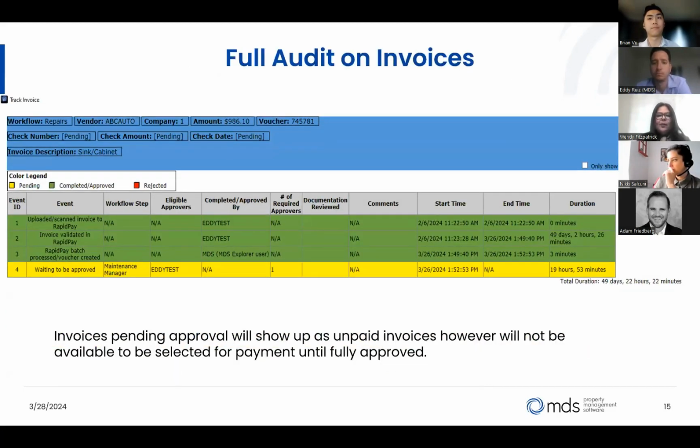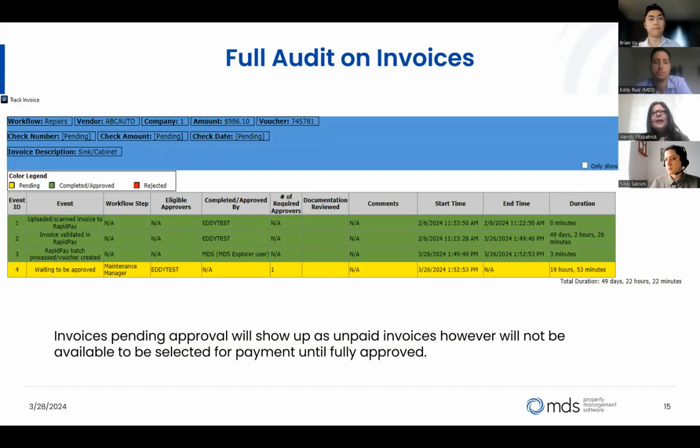We talked about full audit of the invoices. This is what it looks like. So from the time that it's initially uploaded all the way through to the point that you cut the check, the full audit and how much time it's sitting in each stage is capturable. Invoices pending approval show up as unpaid invoices in MDS. However, they will not be available to be selected for payment until the invoice is fully approved.